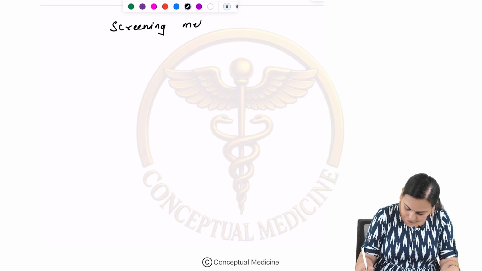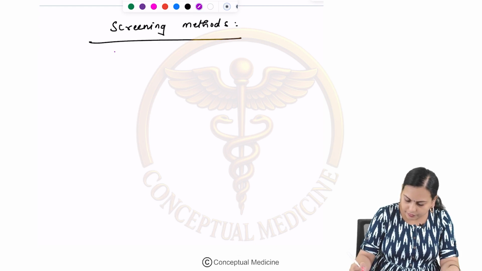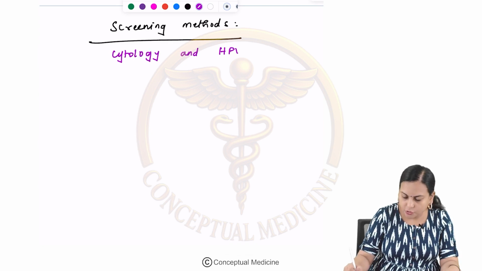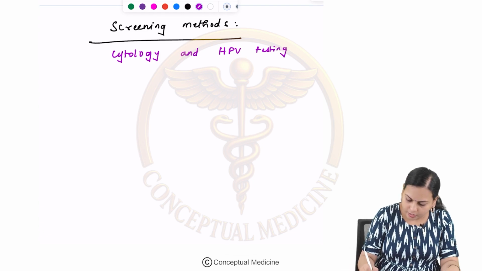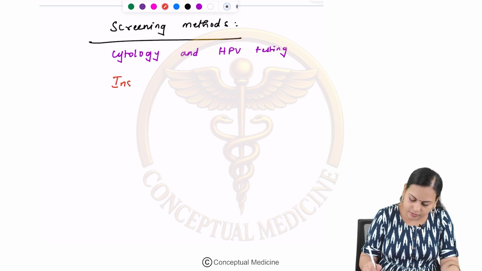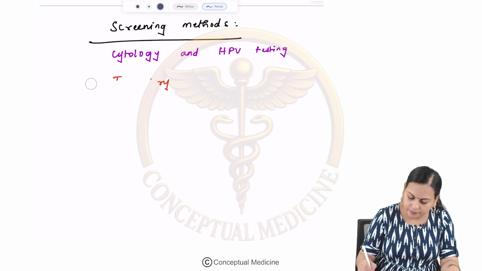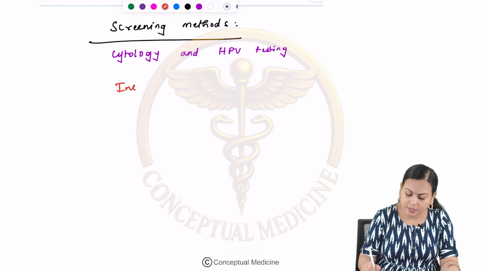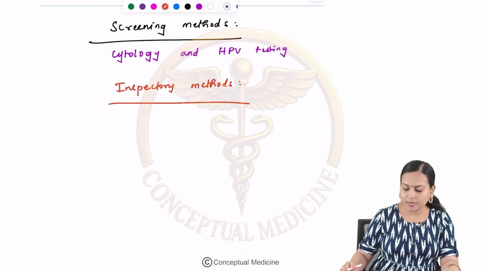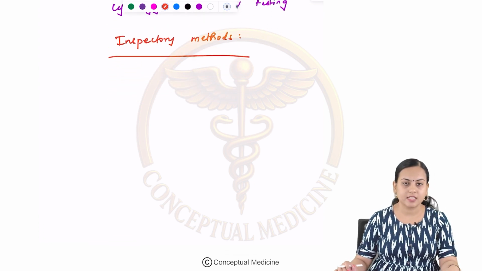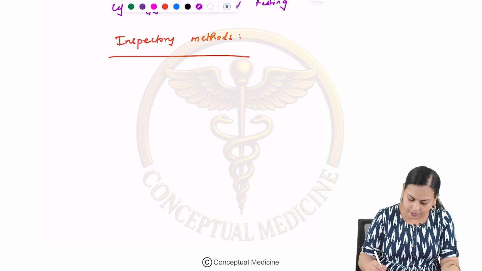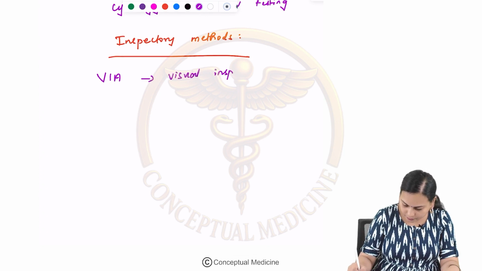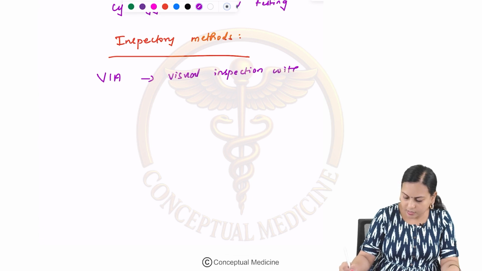Now, let us discuss the screening methods. We will do cytology and HPV testing. Okay. There are some inspectory methods as well, that is, we can check by naked eye and decide if there is a risk for CA cervix or CIN like that. Okay. So, this will include VIA, that is visual inspection with acetic acid.